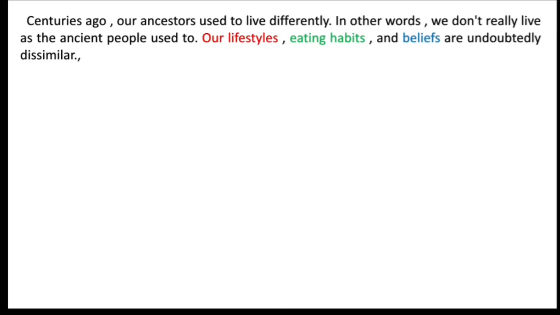الشيء الذي أريد أن أركز عليه في المقدمة هو what we call the topic sentence. So you should write a topic sentence which is centuries ago our ancestors used to live differently. In other words, we don't really live as the ancient people used to. إذن هذه هي topic sentence. إذن بعد topic sentence تقومون بكتابة الأفكار التي سوف تتوسعون فيها في البادي. باللون الأحمر لدينا our lifestyles.